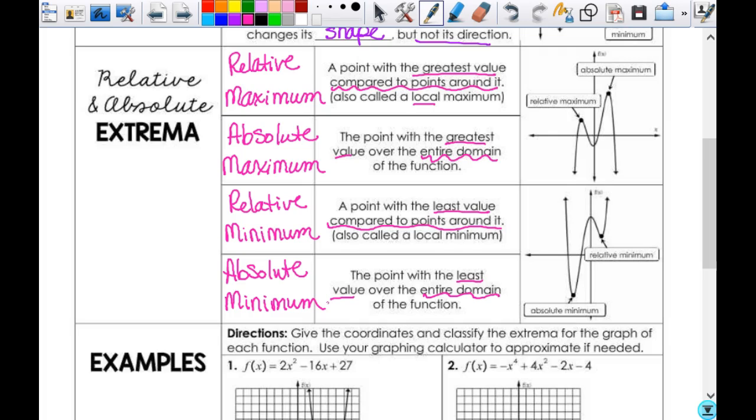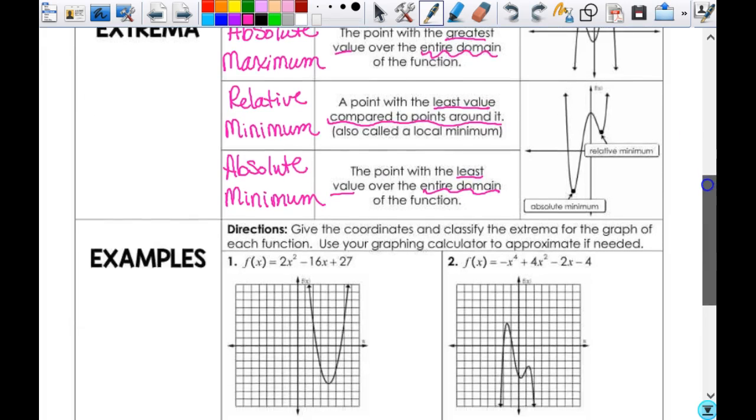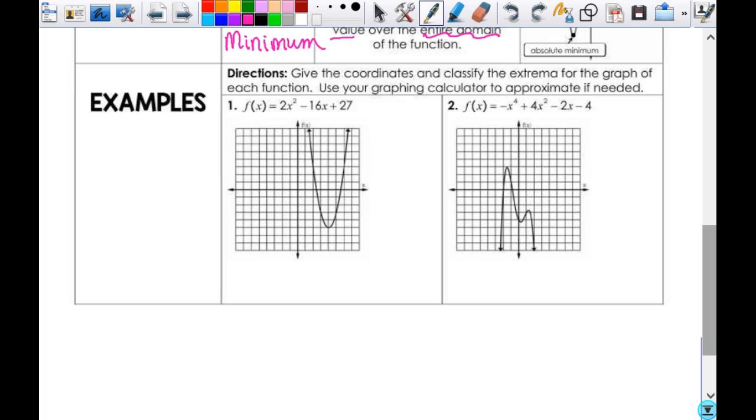Everybody good with that so far? Okay. So largest and smallest values should kind of make sense for minimum and maximum. So our example down here says give the coordinates and classify the extrema for the graph of each function. Then it says use your graphing calculator to approximate if needed. All right, so we're not doing that because it's honestly a waste of time at this point, because on number 1, you have the skills to actually find the absolute max or min algebraically because it's a quadratic and you can find the vertex of that.